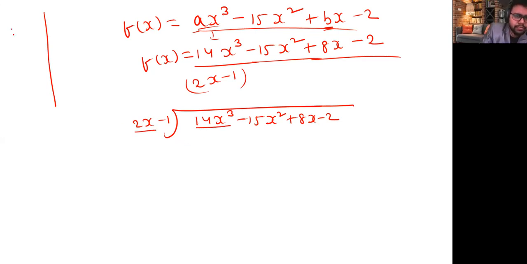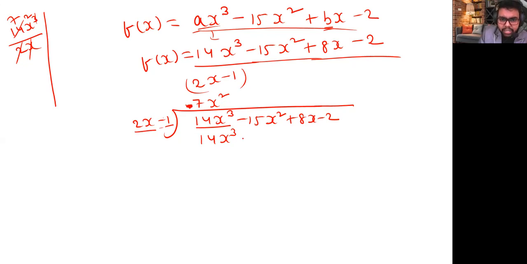That means 14x cube divided by 2x, x and x will cancel. So here would be 2 and here would be 7. So it would be 7x square. I am going to write 7x square here, and the same thing here. After that, I am going to multiply whatever I have written here with the second term. So minus 1 multiplied with 7x square would be minus 7x square.